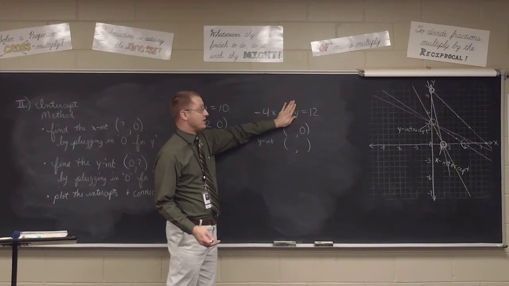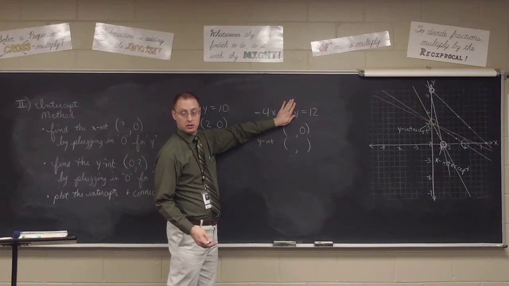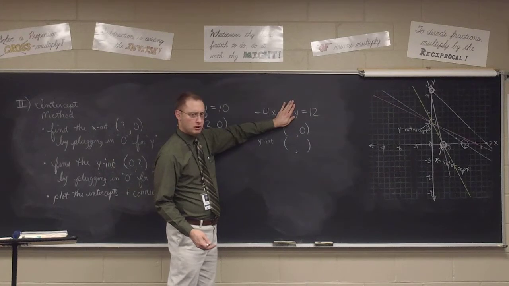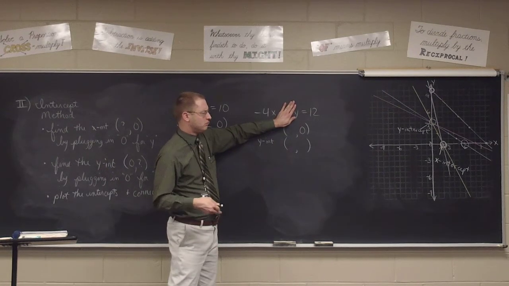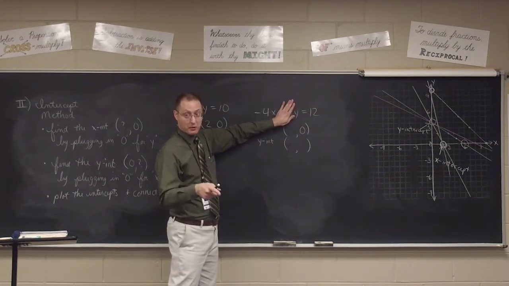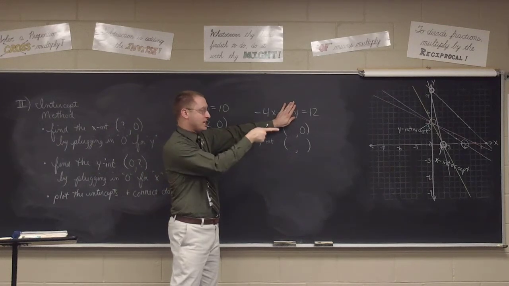How do I get the x by itself, Gavin? Help him, Noah. You divide or multiply. Wait, divide. Divide away the 4. It's not a 4, the negative 4, right? Divide away the negative 4 from both sides.